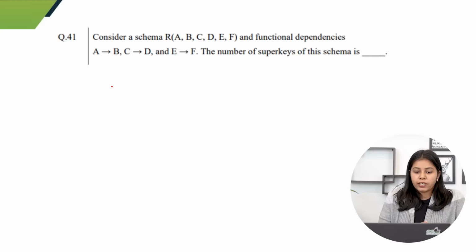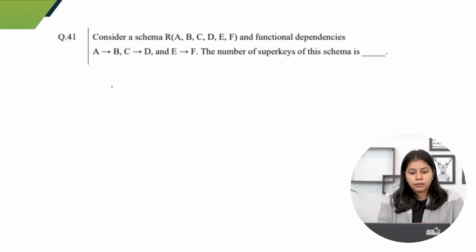Now the next question we have is: consider a schema. We have been given a schema R with attributes A, B, C, D, E, F and the functional dependencies A to B, C to D, and E to F. The number of super keys for this schema is. So for super keys, we know that we have to find the candidate keys. For candidate keys, we will find the attribute closures.